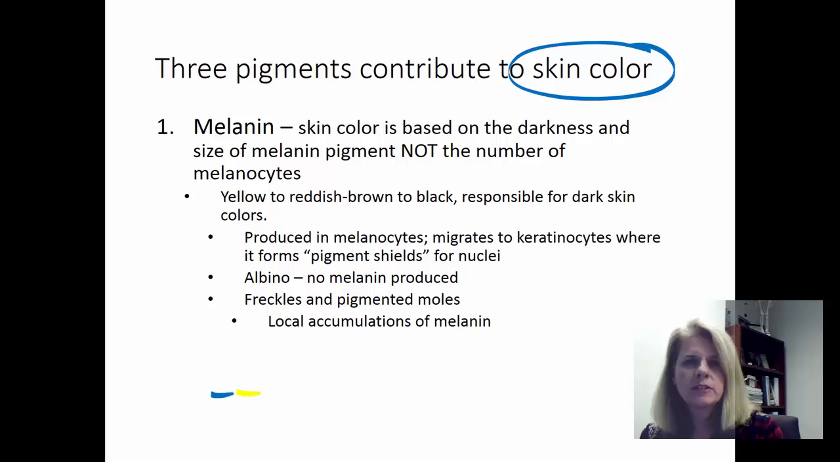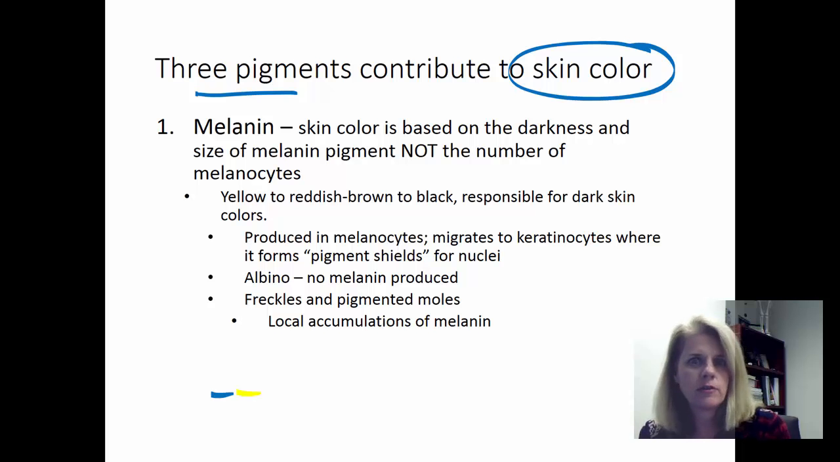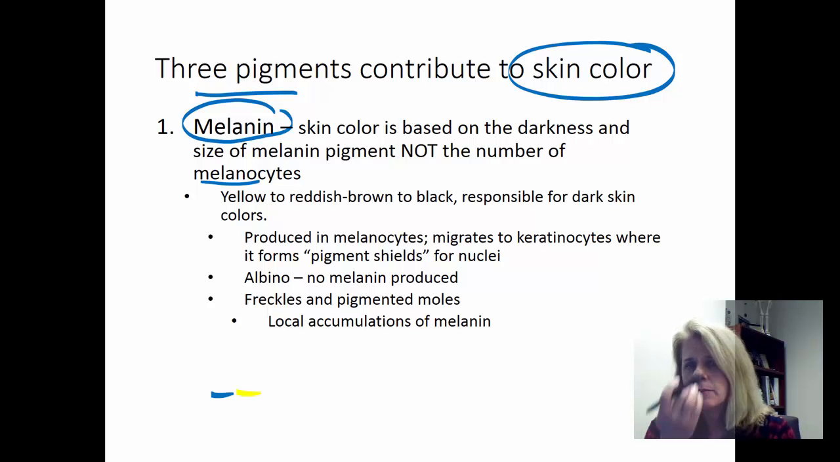And so when we talk about skin color, there's actually three pigments that work together to give us the color that we see. And one of them is called melanin. And this is the pigment that's made by melanocytes, okay? And when you think about melanocytes, they make a pigment that can be anywhere from a yellowish color to a reddish brown to dark brown to black, okay? And that's responsible for the actual colors that we see between different ethnic groups, okay? It's the color of the melanin.